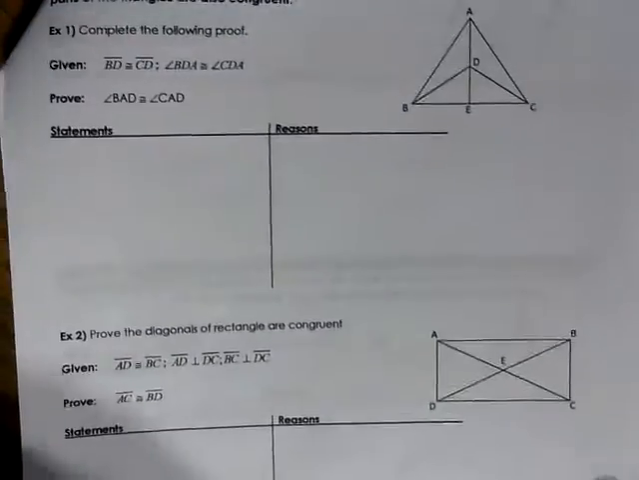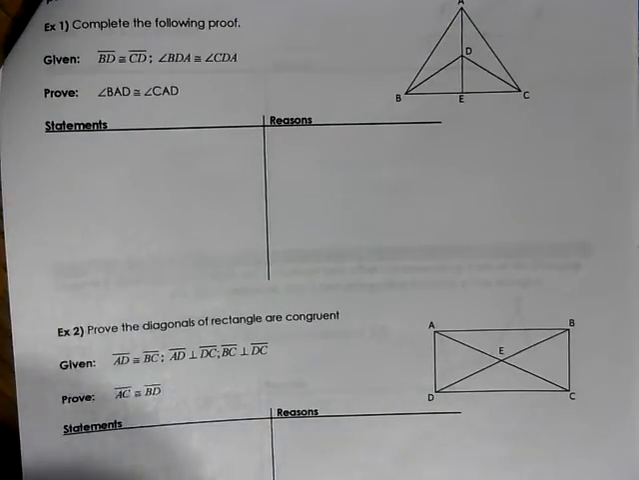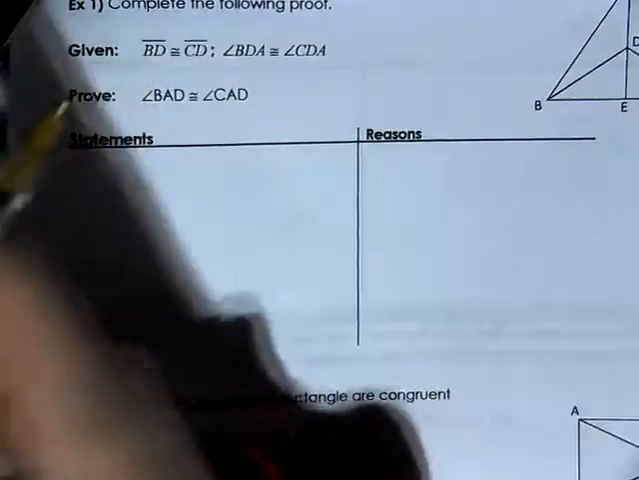So let's go ahead and get started. For this very first proof, there are going to be a total of 4 statements and reasons. So I want you guys to label that 1, 2, 3, 4.